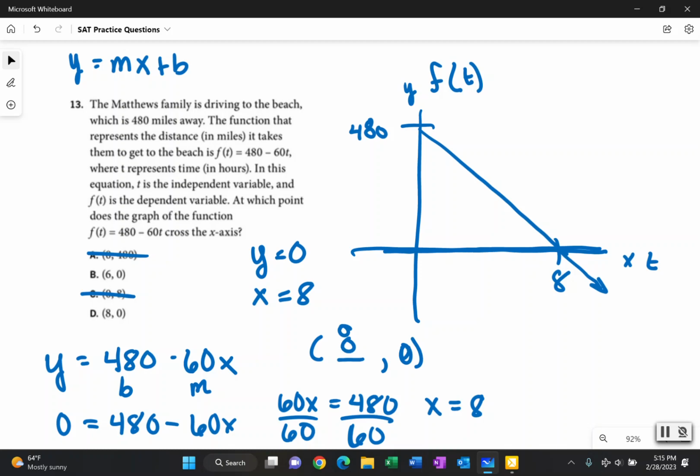So now we just write it as an xy coordinate, right? And so that's going to be 8, 0, which is D. And that's it for today's practice question.